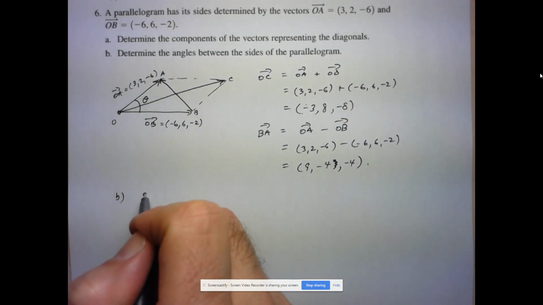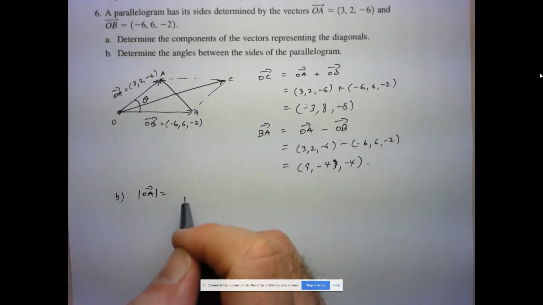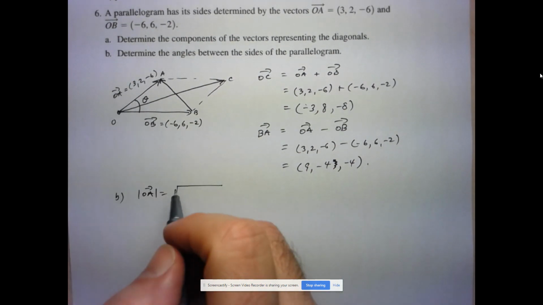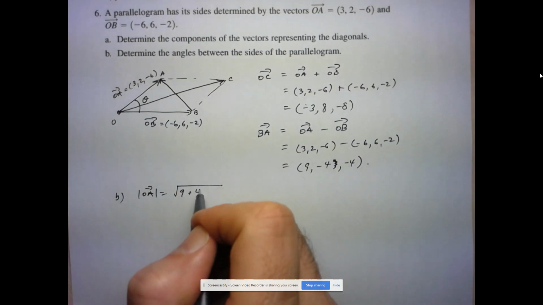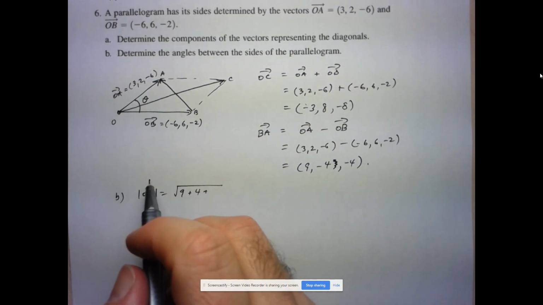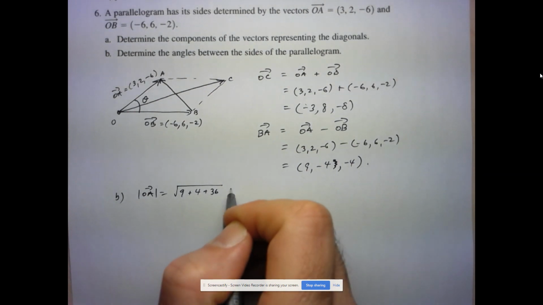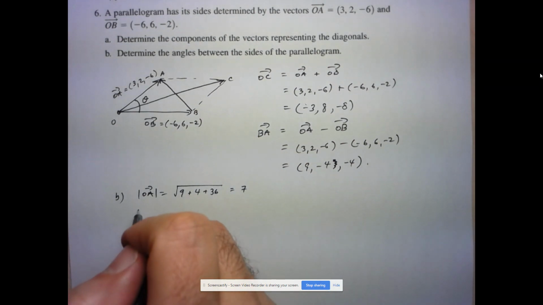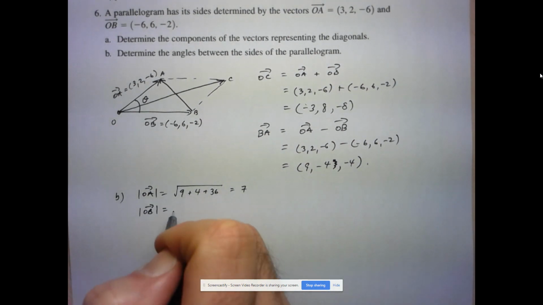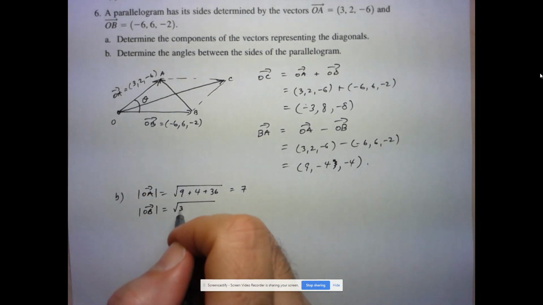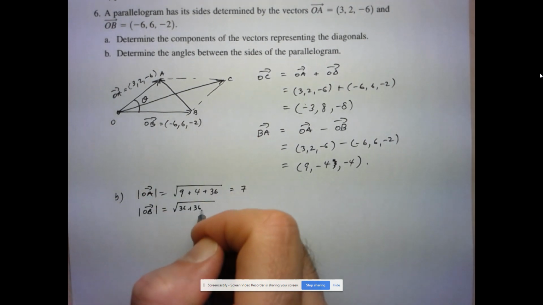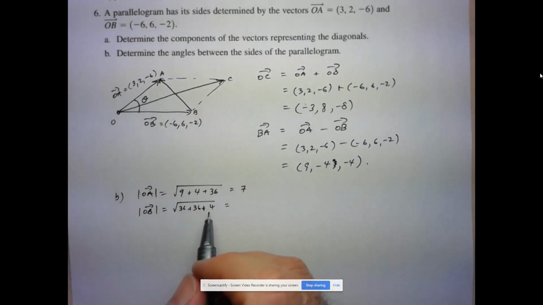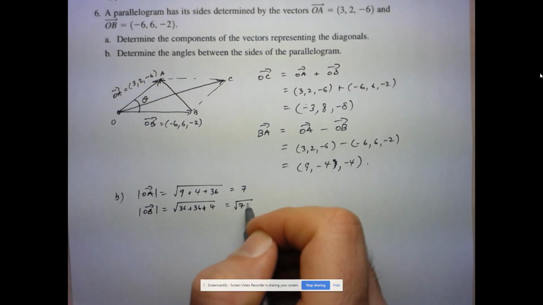Okay, so we'll start with the magnitude of OA. So that's the square root, and I won't write everything out. So 3 squared is 9, plus 2 squared is 4, plus negative 6 squared is 36. Okay, so that gives us 49. Square root of 49 is 7, so that's nice. The magnitude of OB, square root of, so it's going to be 36 plus 36 plus 4. Okay, so here 36 and 4 is 40, plus 36, 76, so square root of 76.